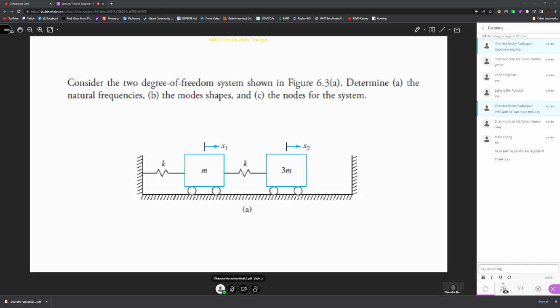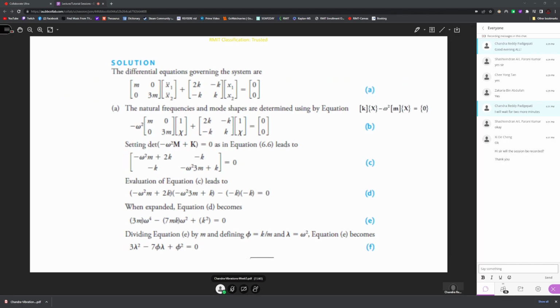Now we look into an example like this. In this case, two masses are connected with two springs, whose stiffness is K and K. First, to find out the mode shapes, the natural frequencies, and the nodes for the system, we first write the equations of motion for the system. The first mass is m, and the second mass is 3m. So we write the matrix for mass as m, 0, 0, 3m, followed by the acceleration matrix.